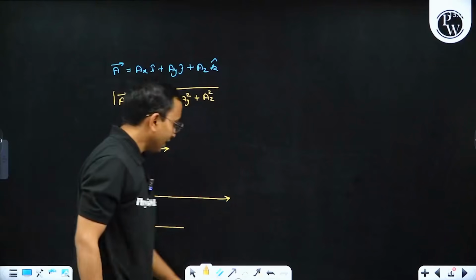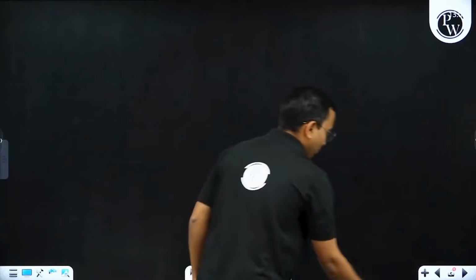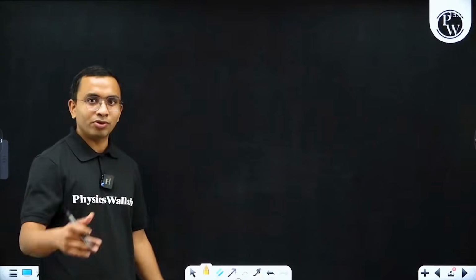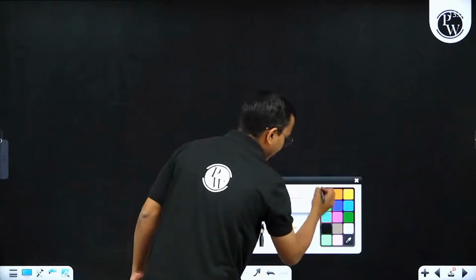Got it? Now, talking about addition of vectors. I'm not going to go into much detail of vectors, as I discussed. I'll just tell you the fundamentals because I quickly want to start kinematics. So, addition.